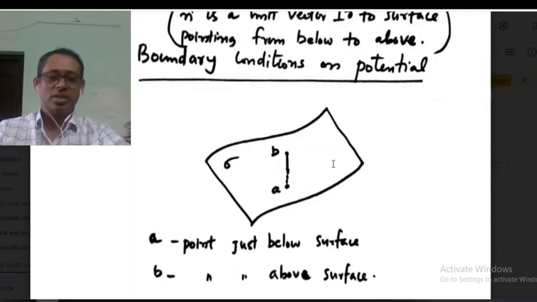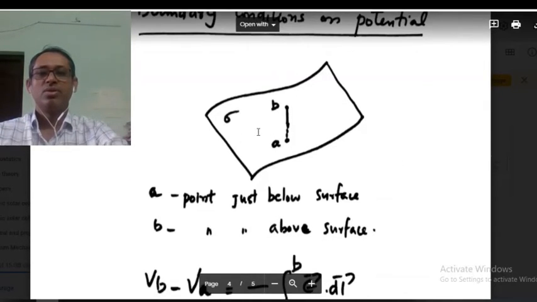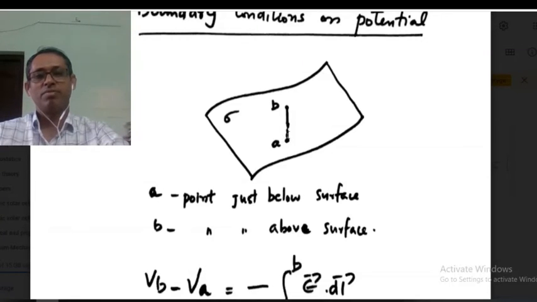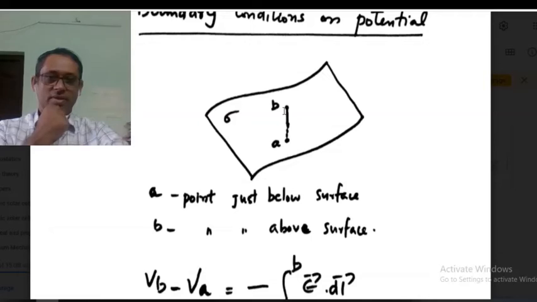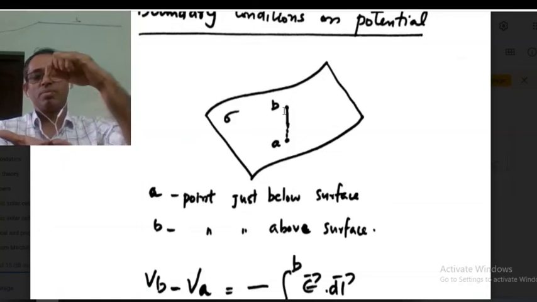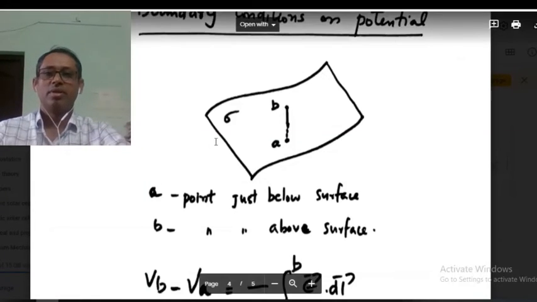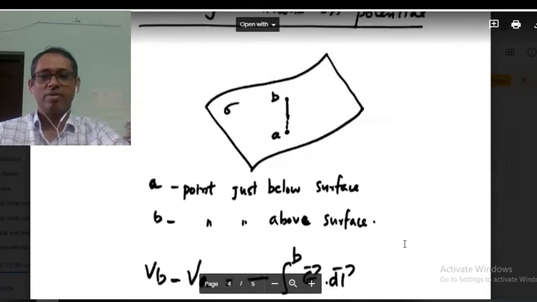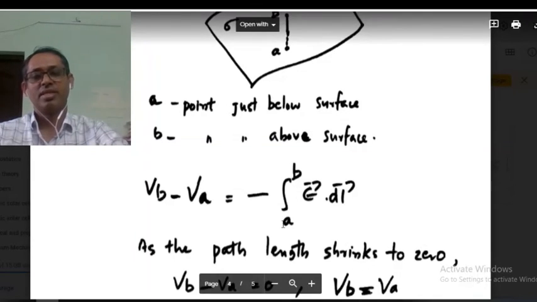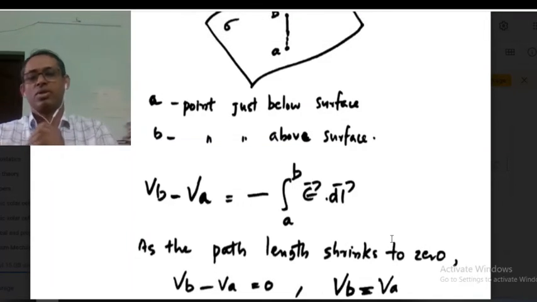That is about the electrostatic boundary conditions for the electric field. Now we see the boundary conditions on the potential. Again, this is the surface with surface charge density. A is a point just below the surface, and B is a point just above the surface. Now we take VB minus VA, the potential difference between the two points. That is equal to minus integral A to B of E dot dl. This is the definition of the potential difference.